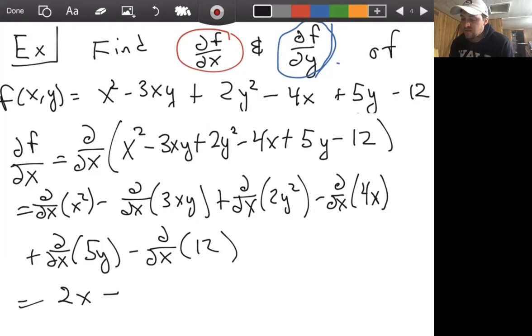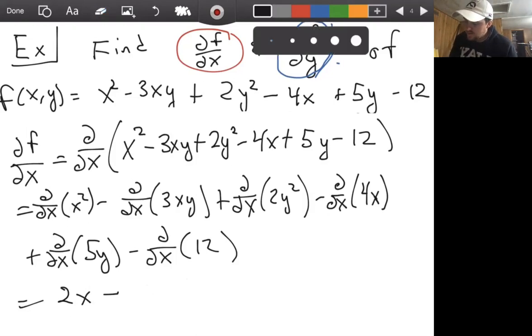Well, if y is a constant, what derivative rules do we know? We know that you can kick a constant out front and then take the derivative of what's left, right? And y is a constant, so this is the same thing as 3y times the partial derivative with respect to x of x. And so the partial derivative here is then just 3y, right? Because the derivative of x is 1. So this is minus 3y.